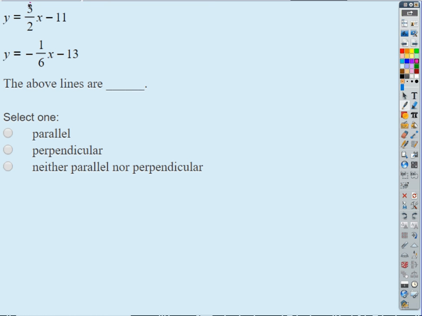So this top one has a slope, because it's in slope-intercept form, of 3/2. The bottom one has a slope of negative 1/6. Well, what would the bottom slope have to be for the lines to be parallel? It'd have to be 3/2, right? Because parallel lines have equal slopes. What would it have to be for the lines to be perpendicular?